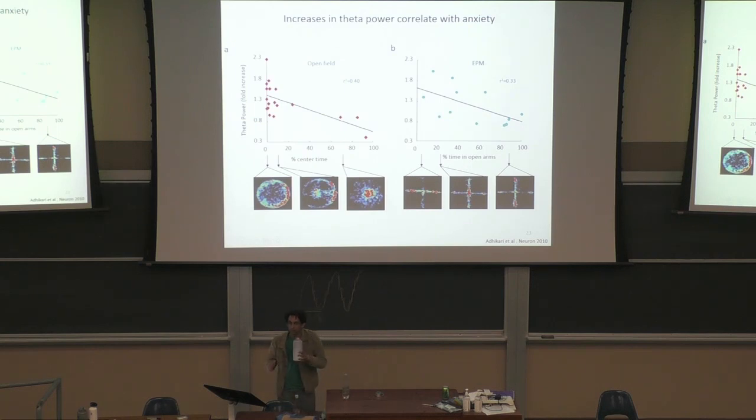Yeah. I was going to ask, what region does this theta power correlate to? Is it both the middle? This is in the prefrontal cortex. Yeah. But it was in the hippocampus too, but this graph is in the prefrontal cortex.